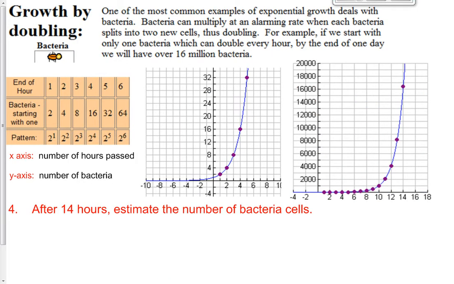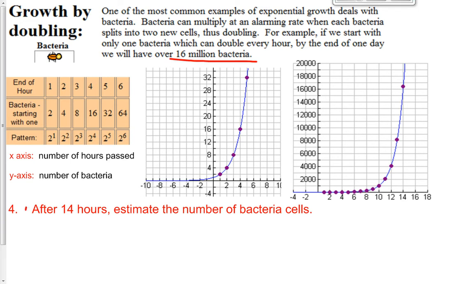Let's now take a look at the next one, exponential growth. One of the most common examples of exponential growth deals with bacteria. Bacteria can multiply at a very fast and alarming rate when each bacterium splits into 2 new cells. Thus, it's doubling. For example, if we started off with 1 bacterium, and it doubles every hour, after 1 hour there's 2, then 4, then 8, then 16, then 32. After the end of 1 day, there's over 16 million bacteria. That grows at a very alarming rate, does it not?